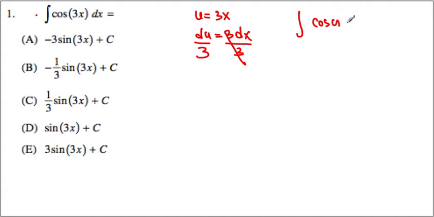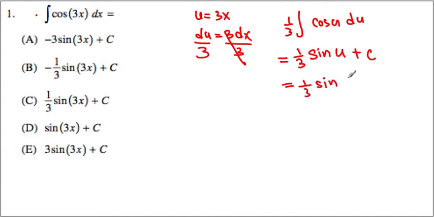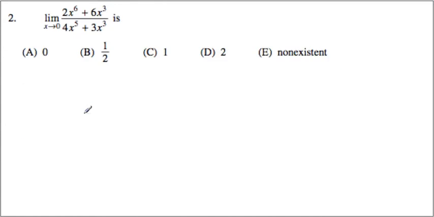cosine of u and du, but a division of 3, I'm going to put that as 1/3 in the beginning. So 1/3, what's the antiderivative of cosine? Yes, it would be simply sine. And then plus c. Then here we have 1/3 sine of u, which was the 3x, plus c. That becomes our answer. So therefore choice C.